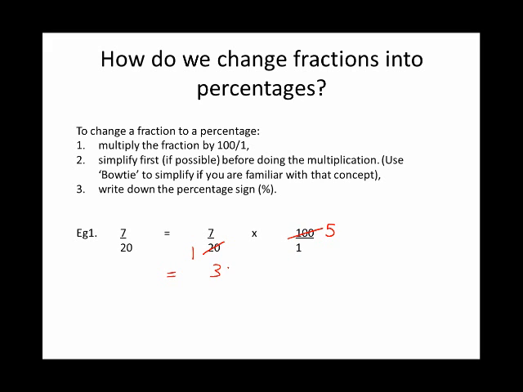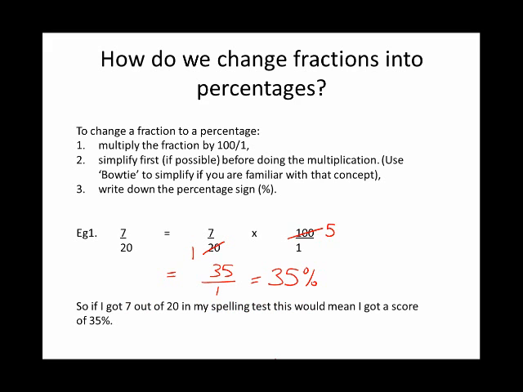7 times 5 is 35, divided by 1 times 1 is 1. So in other words, 7/20ths is equal to 35, and now we write the percentage sign. So that's that one. Let's look at another example. In fact, before we do that, let's just interpret this. So, in other words, if I got 7 out of 20 in my spelling test, this would mean I got a score of 35%.